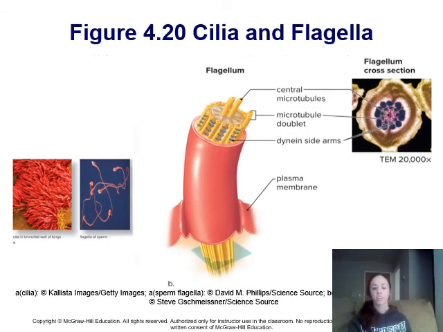Cilia and flagella are also made up of microtubules. In the flagellum, there's a central pair of microtubules. Surrounding these are pairs of microtubules that are connected by the motor protein dynein. This allows them to move around. Cilia move in a whip-like fashion, while flagella move in a corkscrew-like fashion.